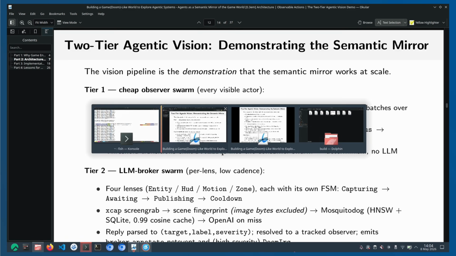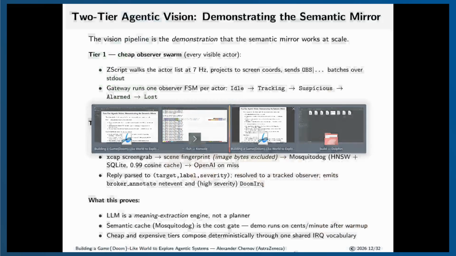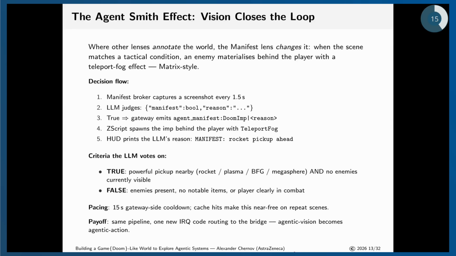Go back to architecture. Okay, so this is what manifest is. I was saying there's a broker for manifesting. This is the Agent Smith effect. You know, in the Matrix movie, there were agents. If Neo comes to some sort of room and someone sees Neo in the room, the agent will manifest in this room to attack Neo so he can run away. A similar idea is implemented here as an example of such scenario handling.